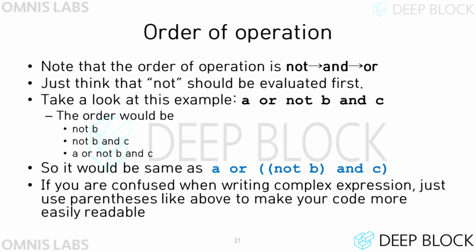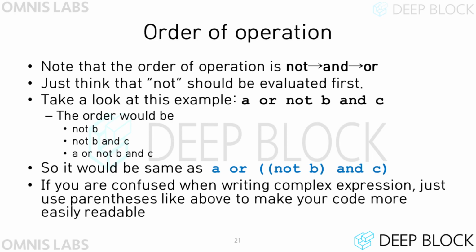If multiple logical operators are used in an expression, in what order should they be evaluated? For logical operators, the order of operations is not, and, or. It is convenient if you think that not should be calculated first. For example, for the expression A or not B and C, first, not B is evaluated, then not B and C is evaluated, and finally, A or not B and C is evaluated. The operation is performed in the same order as the expression, as you can see in the slide.